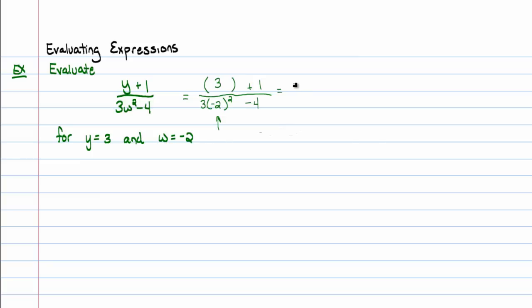So this will be 3 plus 1 up top. Downstairs, following the order of operations, we'll have 3 times negative 2 squared, which is a positive 4. Remember, subtraction is the simplest operation, so we're saving that for last. So 3 times 4 is 12. And then finally, 12 minus 4 is 8. And this would not be a final answer. Your answer is not correct until you reduce that fraction. Good old arithmetic, you should be able to do that.